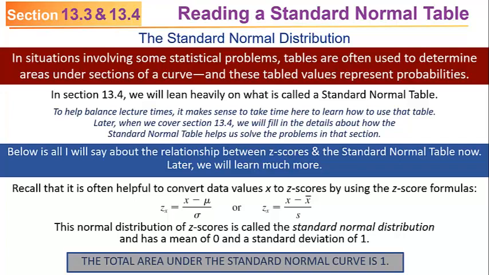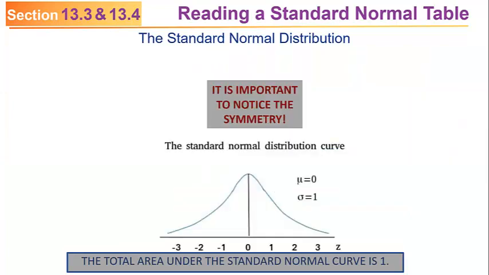But one of the most important points here is that the total area under the standard normal curve is always equal to 1. If you look at this curve, the total area underneath it is 1, and you'll also notice that it's symmetric. If you took a knife and cut that curve right down the vertical line at 0, you would have 2 symmetrical pieces.